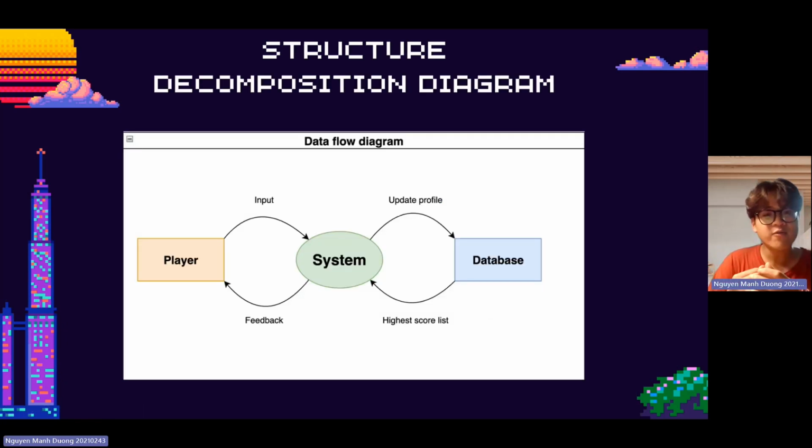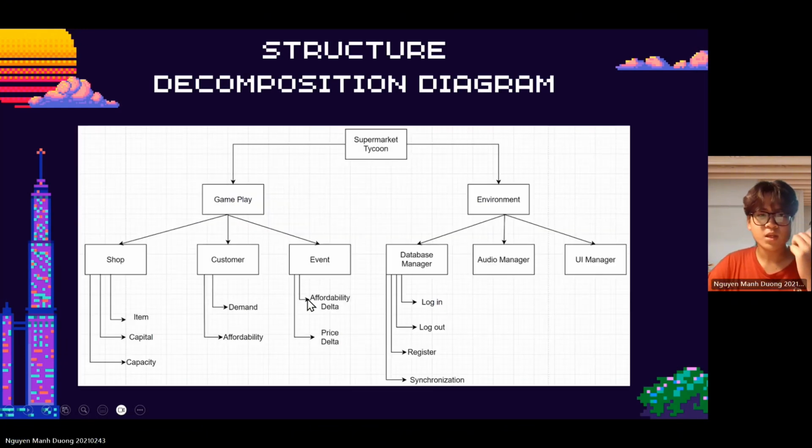So here is how data flows in our system. The player will send some data or request to the system, and the system will update it into the database. When getting the request, the database will return the highest score list and later feed back to the player. The structure decomposition diagram depicts that our Tycoon gameplay is divided into two groups. The first is gameplay, which contains shop, customers, and event. The second is environment, which is grouped by database manager, audio manager, and UI manager.